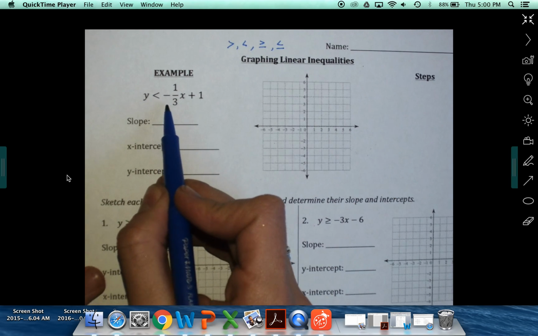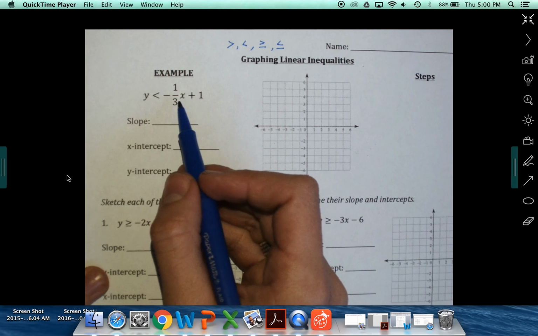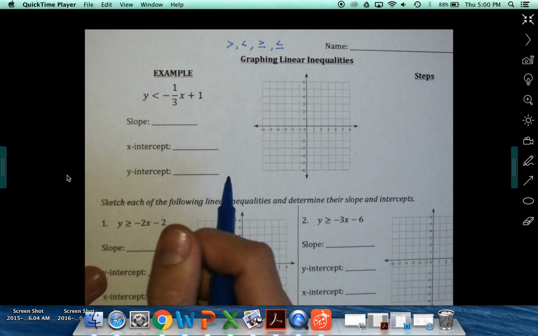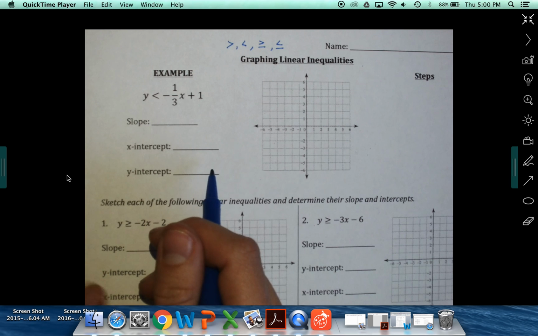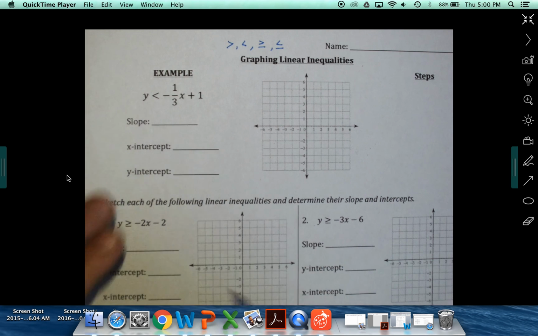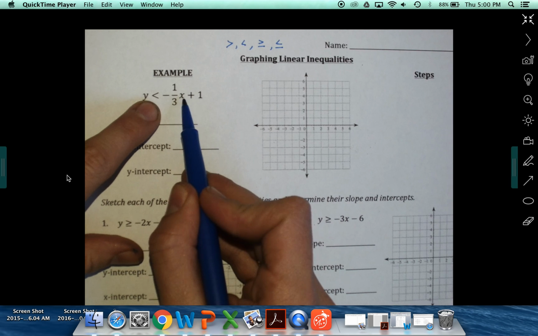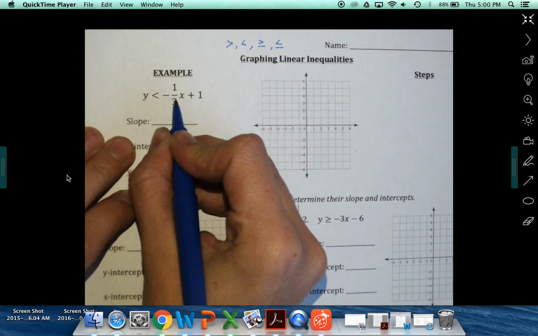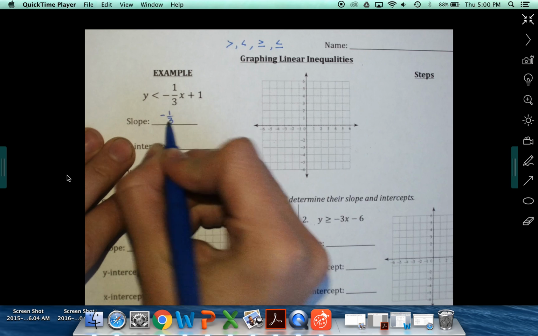Okay, so you can graph these by hand. It's kind of the same deal as graphing a regular equation, but I'm going to show you a faster way to do it so that we don't have to waste a lot of time. Okay, so notice we've got y is less than negative 1/3 x plus 1. First of all, my slope is the number right here. This is slope-intercept form, so it's negative 1/3.